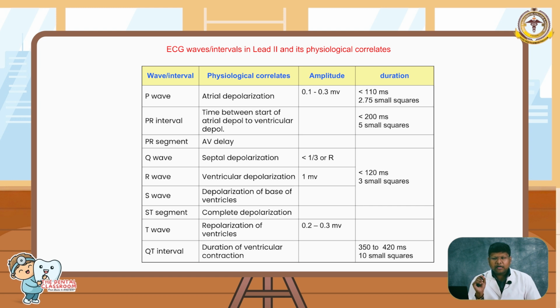Next, the QRS complex is formed by ventricular depolarization, the ST segment is due to complete depolarization of the heart, and the T wave is due to repolarization of the ventricles.